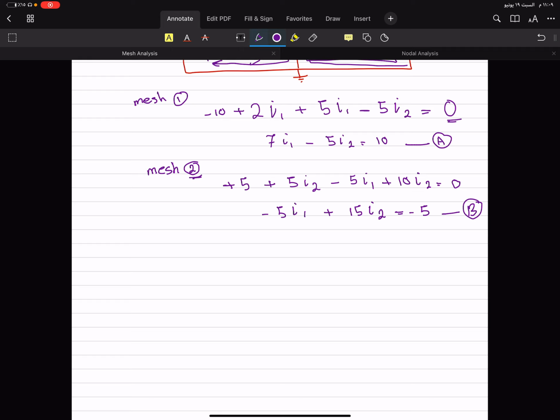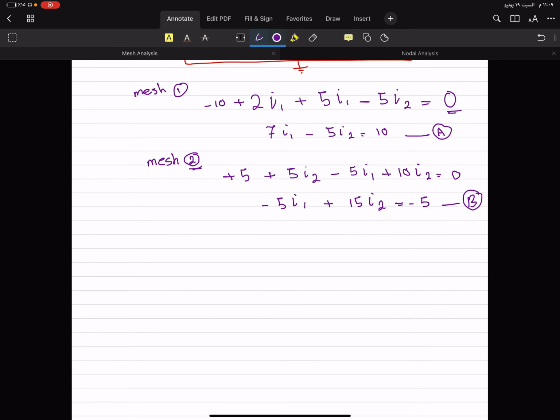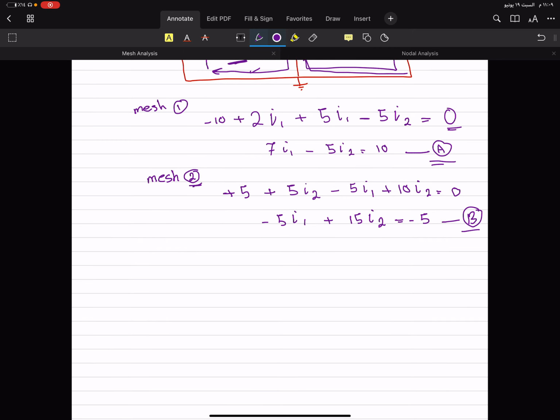Using matrices, using any method you want to solve an equation system, you can find them. This is equation A, and this is equation B. You can solve it in any way.